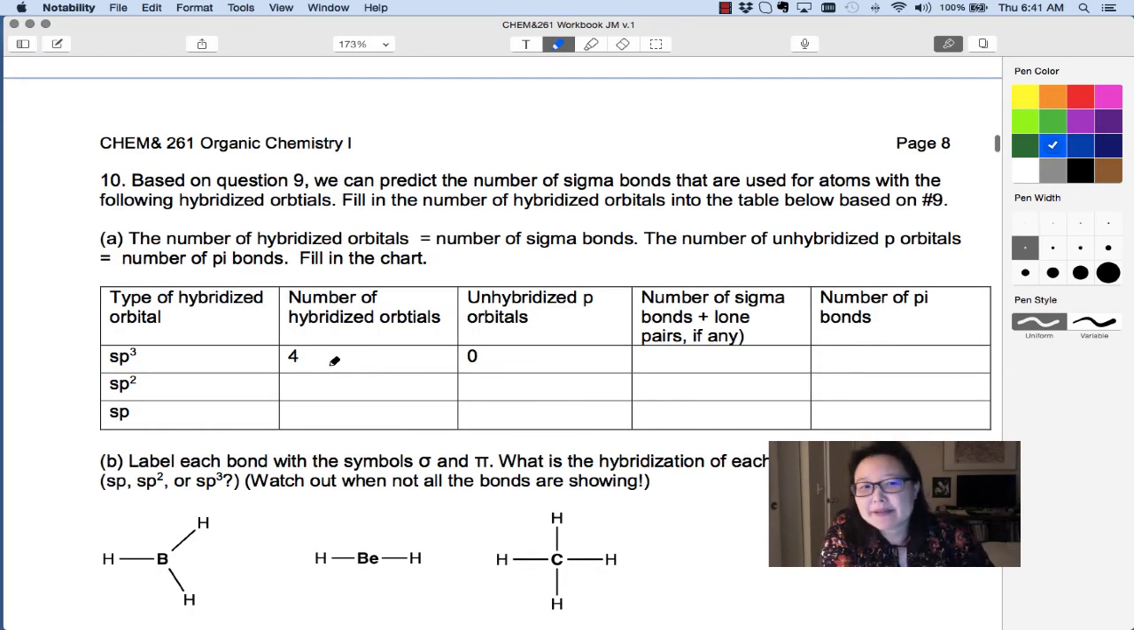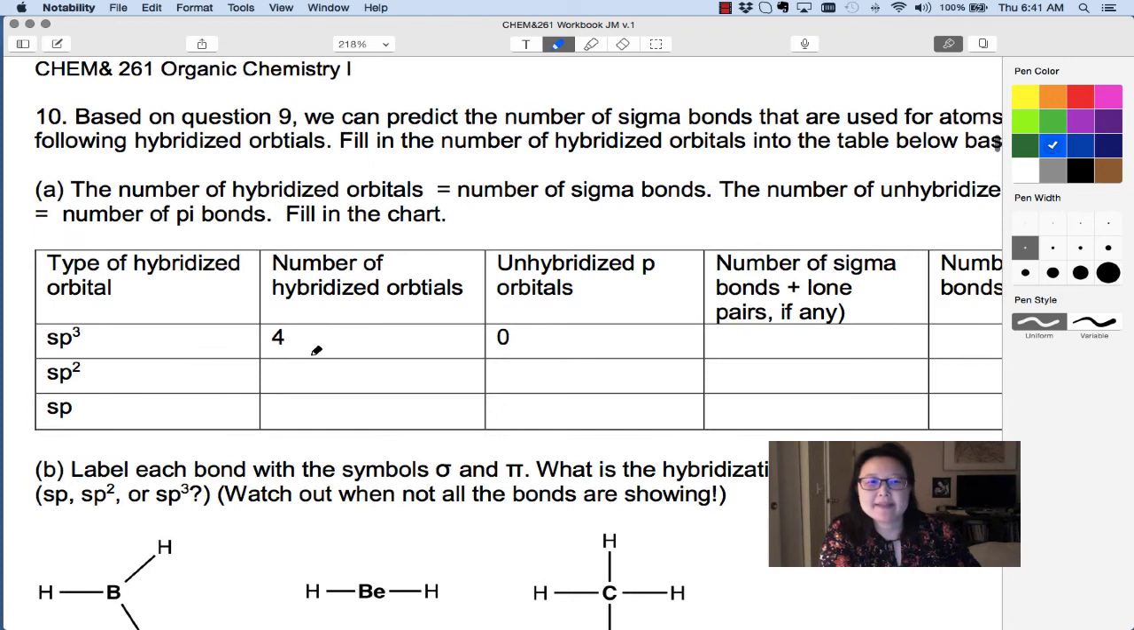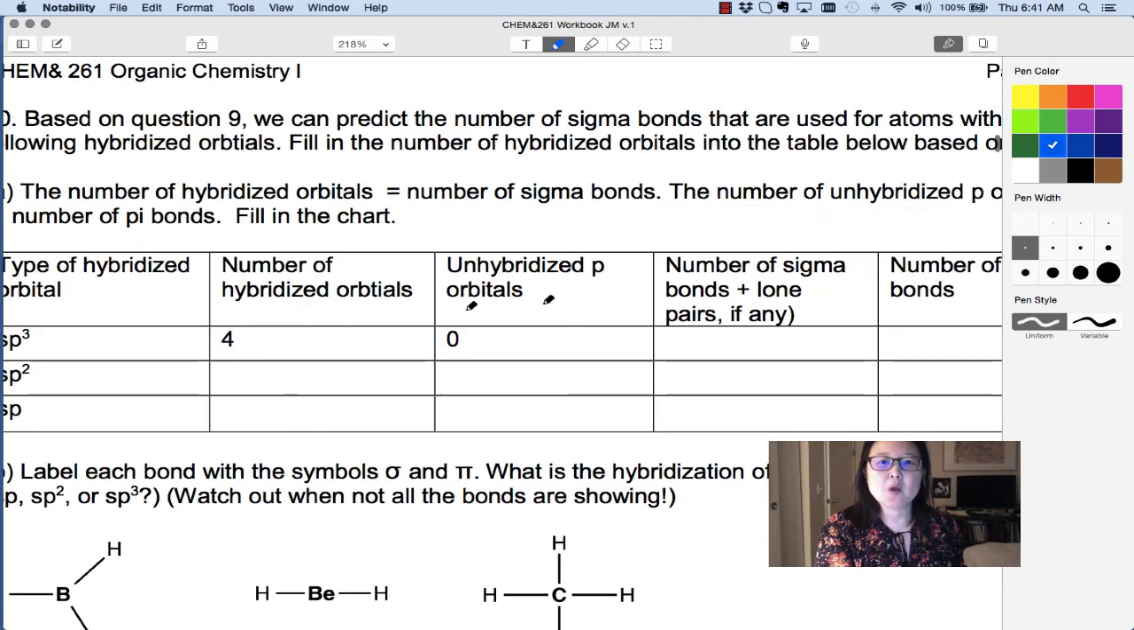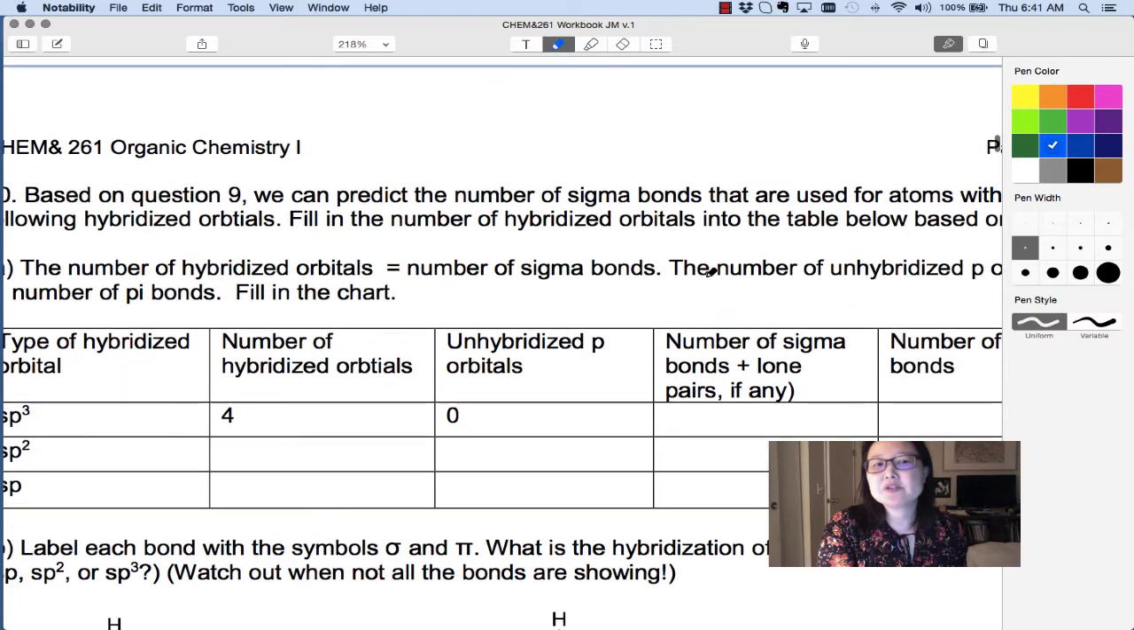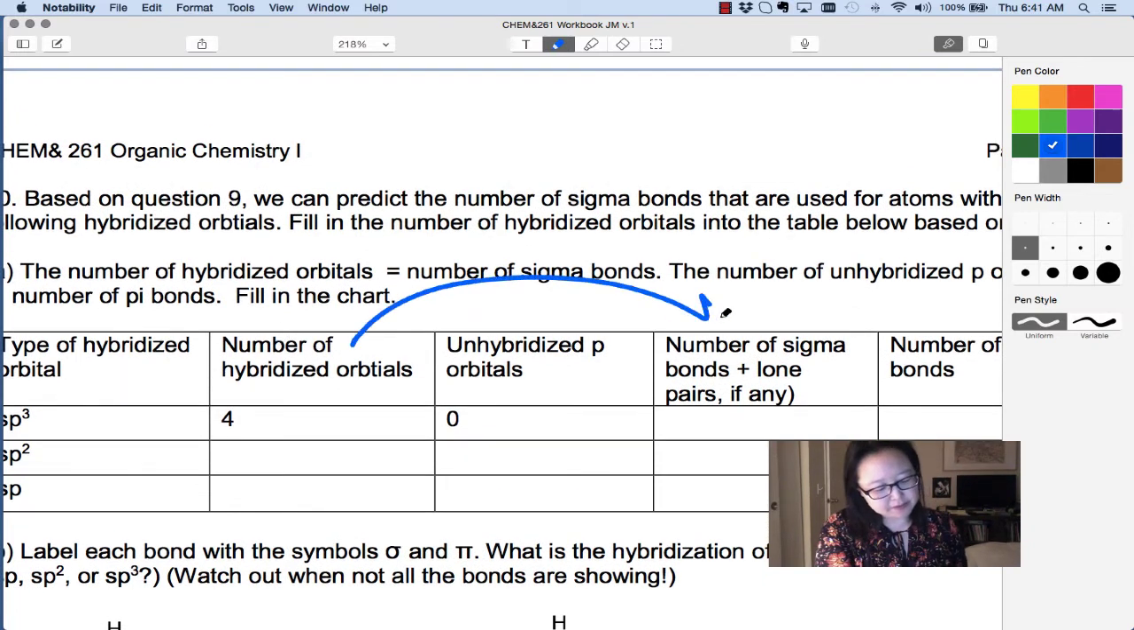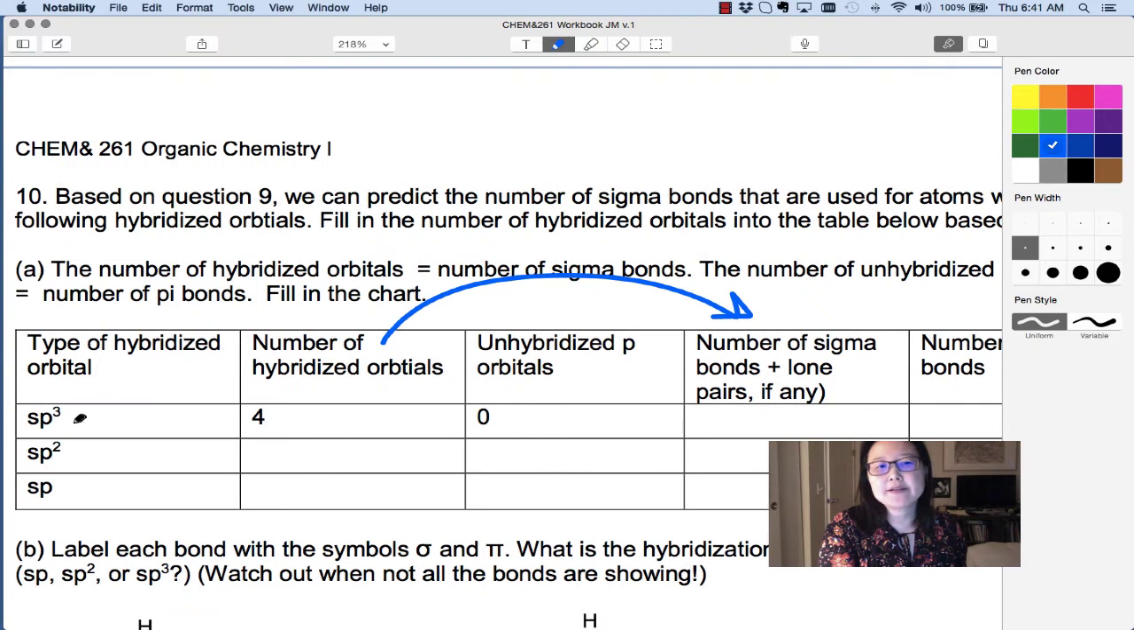Let's review a little bit again about the sp3. The number of hybrid orbitals, when you have sp3 orbitals, there are 4 of them. Okay, so that means there's nothing left over to have p orbitals. They've all been hybridized into sp3. So when we look at the number of sigma bonds, that is usually due to the number of hybridized orbitals. So if we look at 4 sp3 orbitals, that means there's 4 hybridized orbitals. Then they're usually going to make 4 sigma bonds with those orbitals.